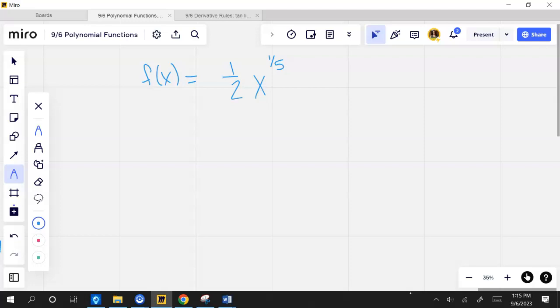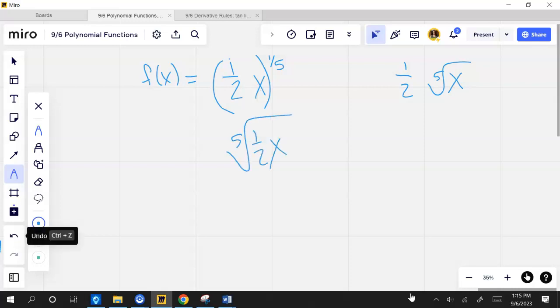If I wanted to write this as a radical, what would it look like? No! There you go. This exponent is only hooked to the x, so be careful. If it was like this, you would do what you were saying to do. If it was like this, it would be the fifth root of 1/2 x. Different than this.